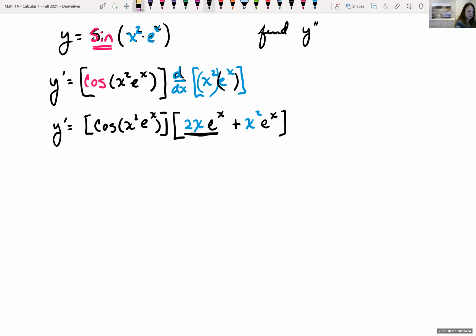So for the second derivative, we've got to look at the derivative of our first, so the derivative of our outer. The derivative of cosine, it has a co, so it's negative sine of the inner, x squared e to the x, times the derivative of the inner. We actually really just did that. Well, let me just write it. So d dx of x squared times e to the x.